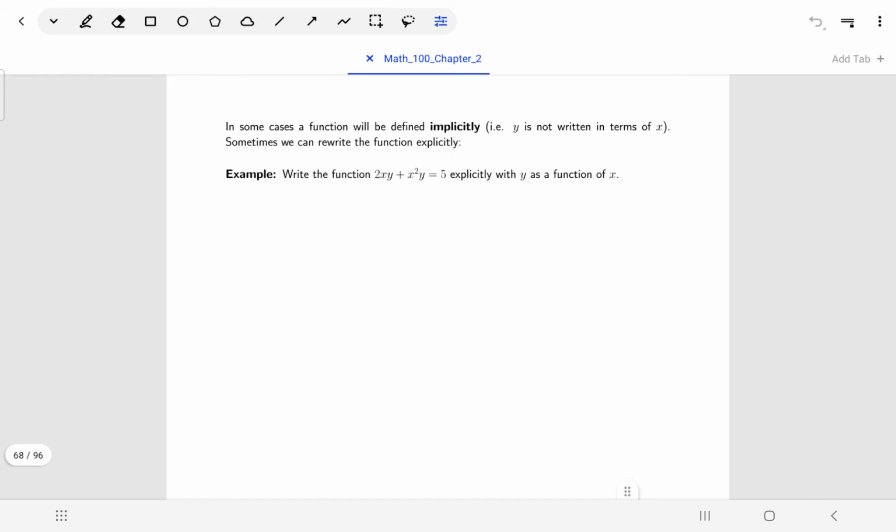Now, sometimes you'll have a function that'll be written implicitly, in which case we have x's and y's combined together. We don't have it written as y equals something only involving x. So the equation that I've got here, 2xy plus x squared y equals 5, currently that's written implicitly. It's a function, y is a function of x, but here I've got y sort of buried in along with all of these x's. And in some cases, it's possible that you could write it explicitly.